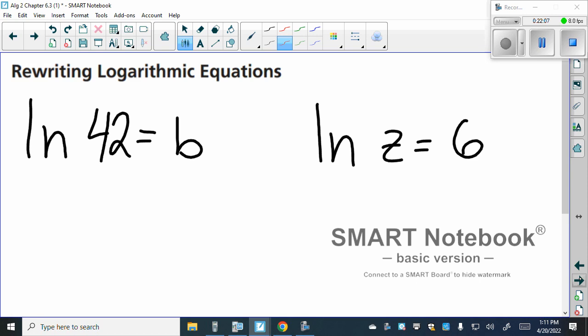The natural log of 42 is equal to b. How would we rewrite this one? Guys, let's focus up here. E to the what? The natural log of z equals 6 is equal to.